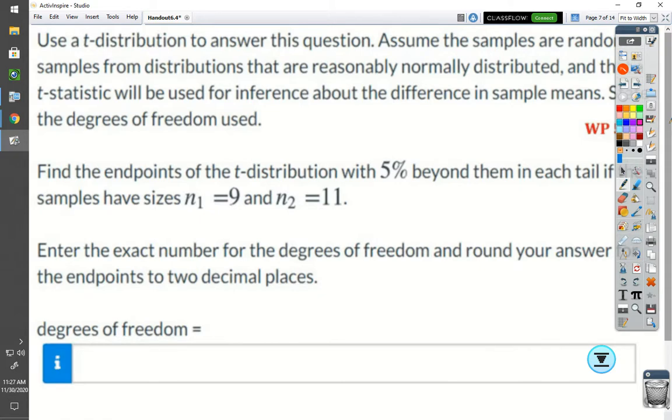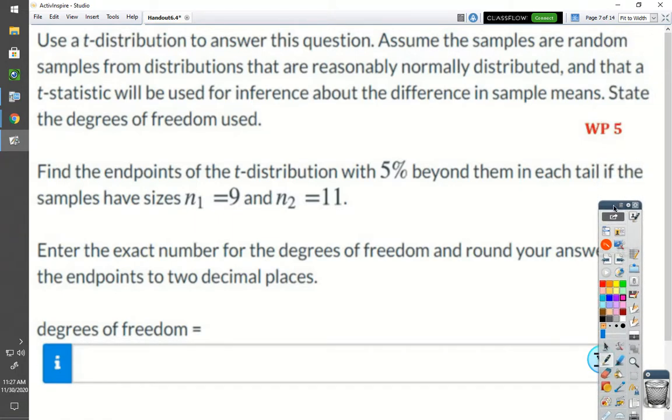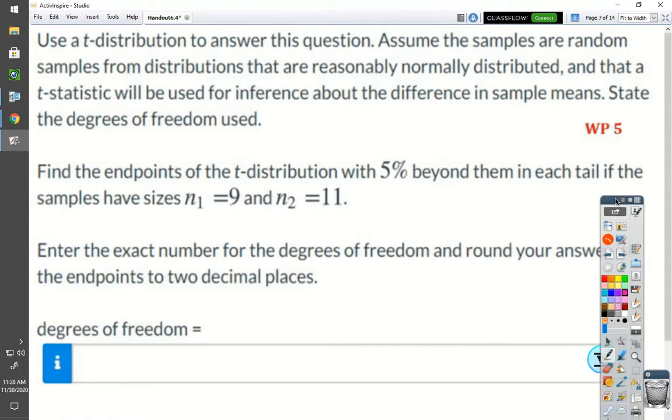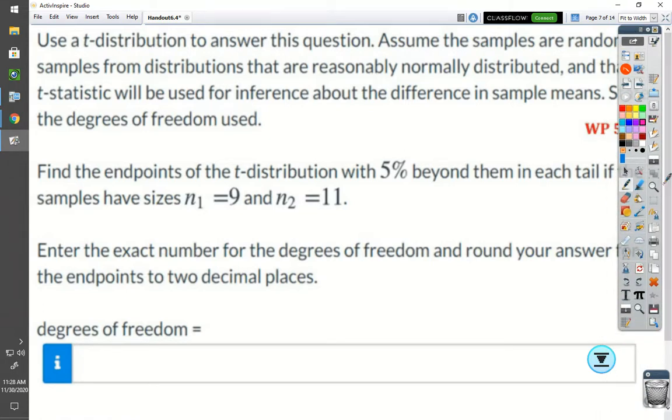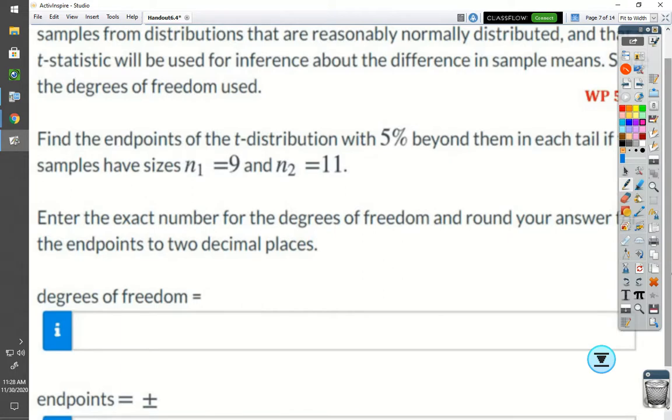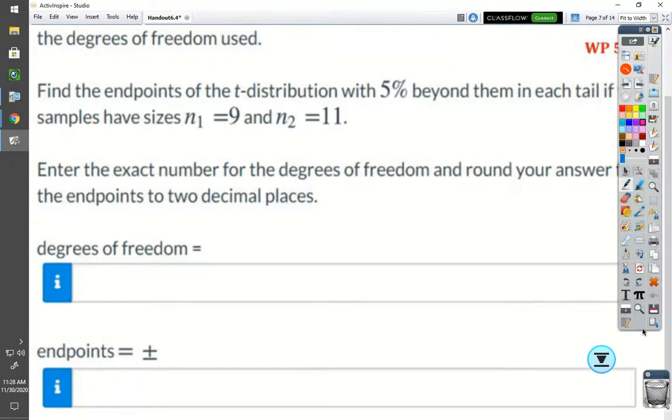So we're going to use a t-distribution to answer this question. Assume the samples are random, from distributions that are reasonably normally distributed, and that the t-statistic will be used for an inference about the difference in the sample means. State the degrees of freedom used, and that's always important to do. Find the endpoints of the t-distribution with 5% beyond them in each tail, if the sample sizes are n1 is 9 and n2 is 11.